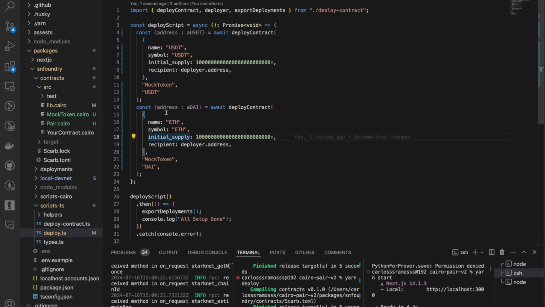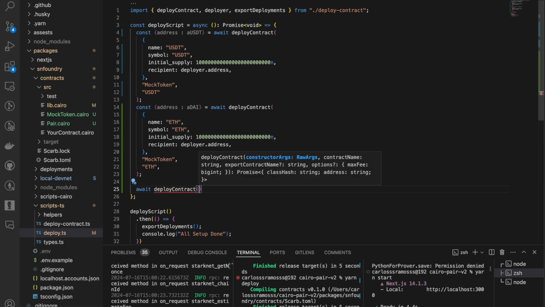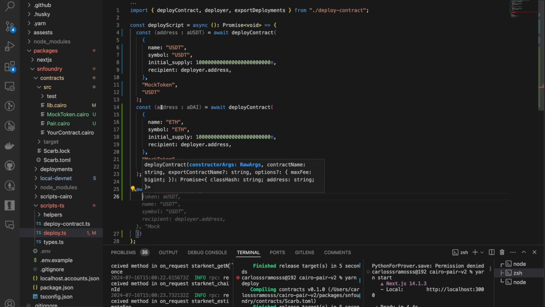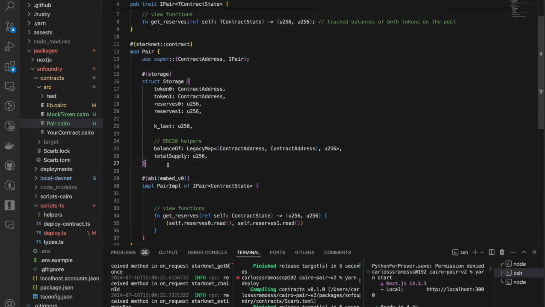Right, initial supply and the names of them. ETH. Okay, and then I am also going to deploy my contract, the one that I'm writing just now. So I'm going to directly deploy that contract. We don't have a constructor yet. I think we need to work on that first. Let's go for a constructor.